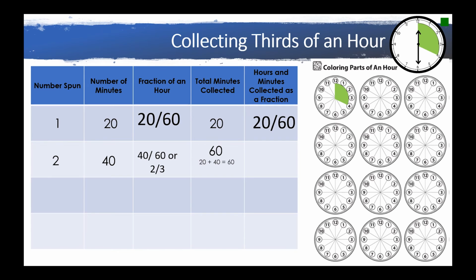So our total number of collected minutes now is 60 minutes because 20 plus 40 equals 60 minutes. And we know from all of this learning that we've done so far that 60 minutes is 1 whole hour, and that would be written as a fraction as 60/60ths, or 1. So we have collected 1 whole hour.